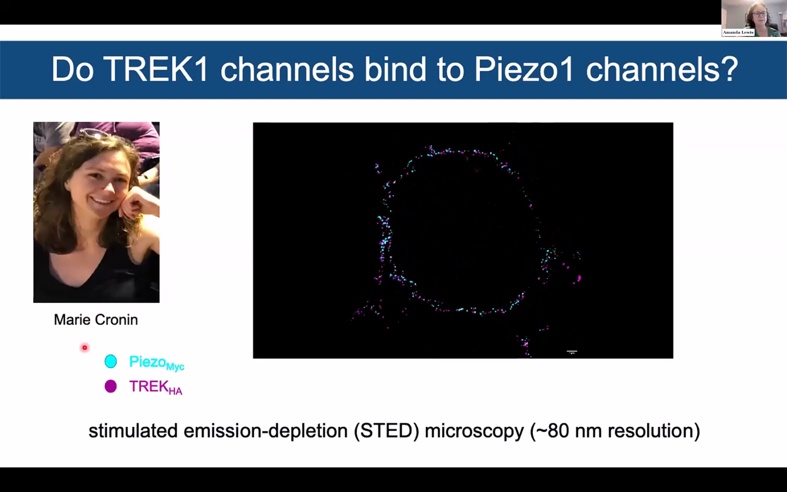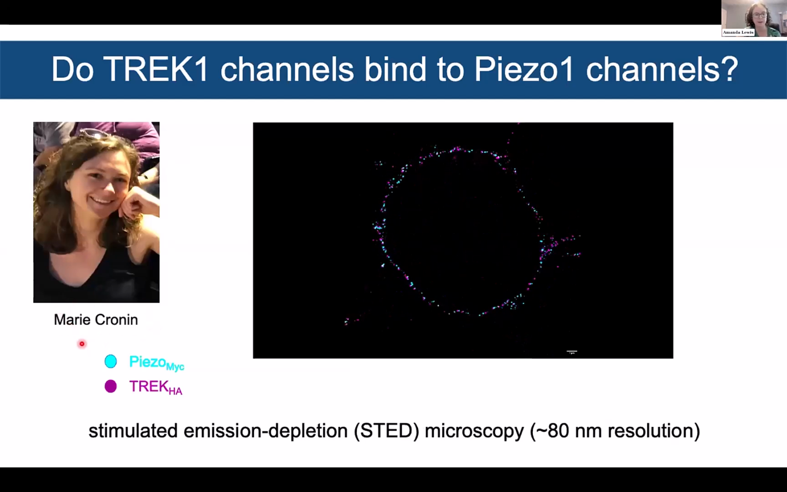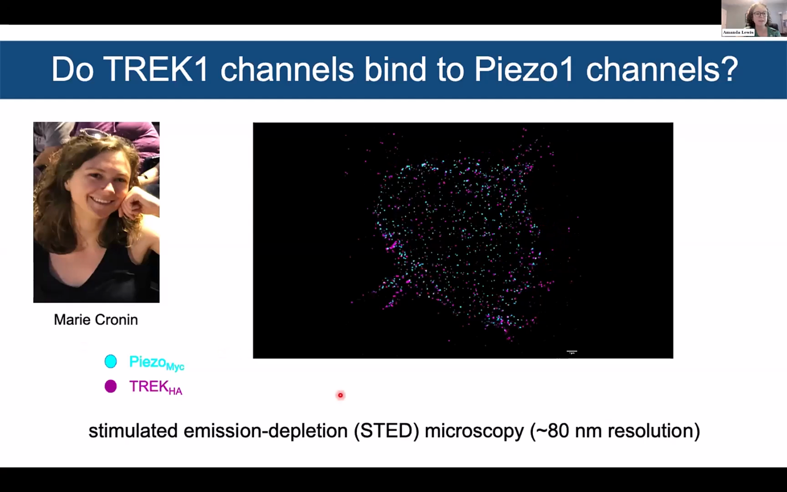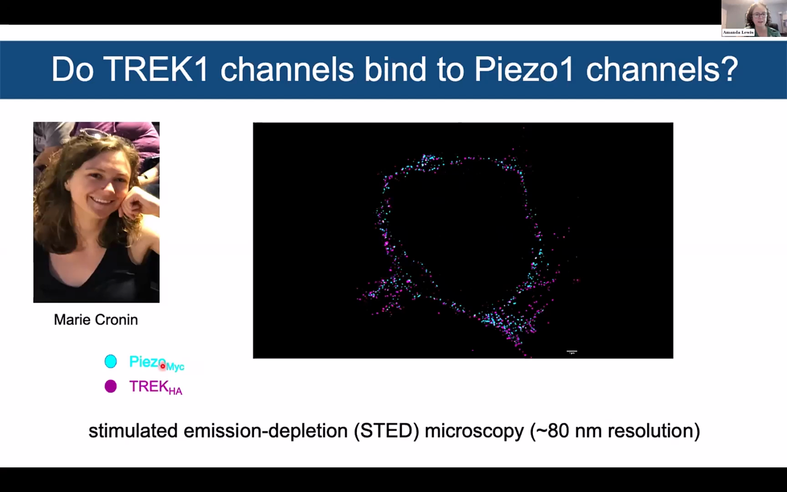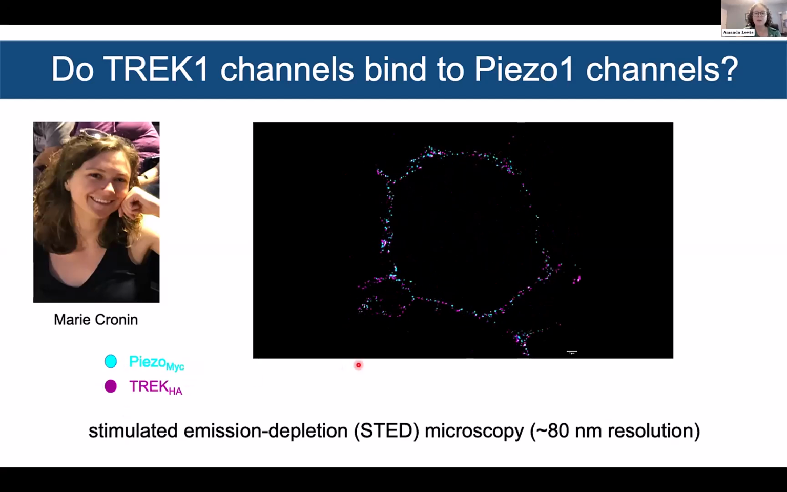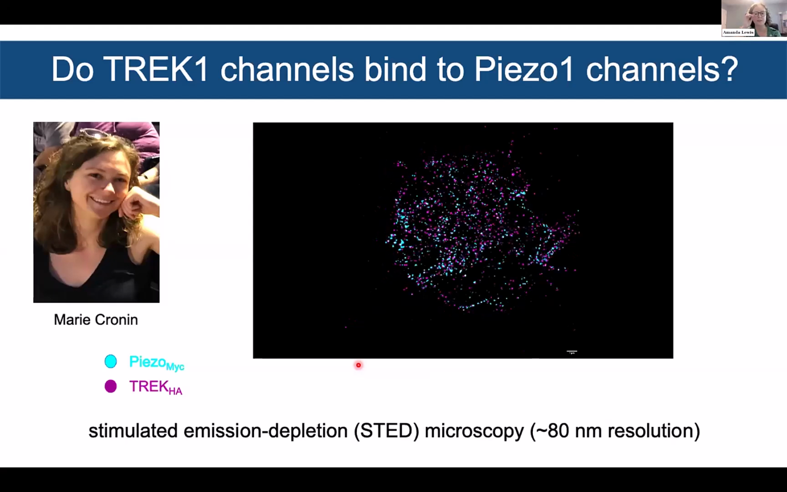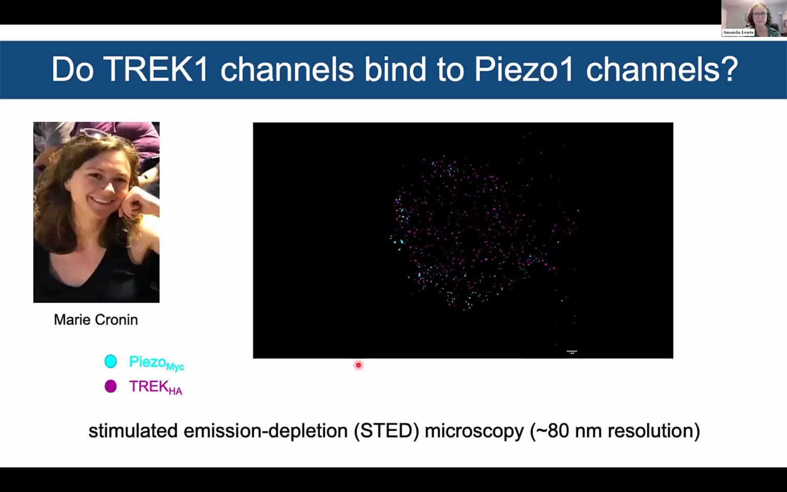So all of the experiments I'm about to tell you about were performed by a very talented graduate student in the lab, Marie Cronin, who did super resolution STED microscopy on cells co-expressing piezo-MYC in cyan and TREC-HA in magenta. And so what I'm showing you here is a fly-through of a STED super resolution image of a neuro2A cell expressing both channels.